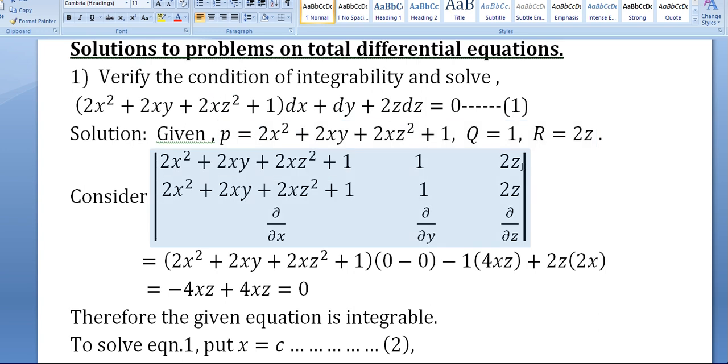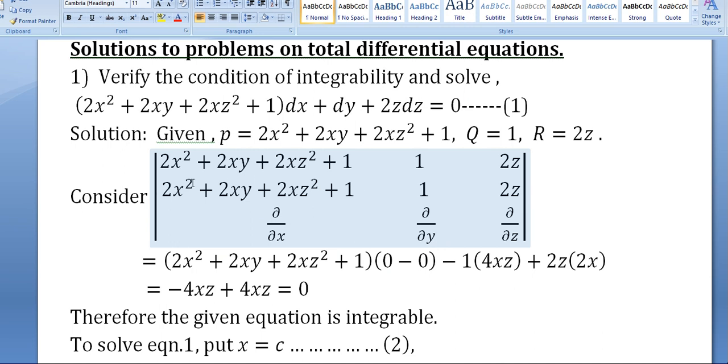So we'll write it in the form of a determinant. First row, the elements p, q and r. Second row, p, q, r. Third row, ∂/∂x, ∂/∂y and ∂/∂z. We'll expand this. When I expand, first term is 2x² + 2xy + 2xz² + 1 into ∂/∂z of 1, which is 0, minus ∂/∂y of 2z, that is also 0, minus 1 into ∂/∂z of this p term.